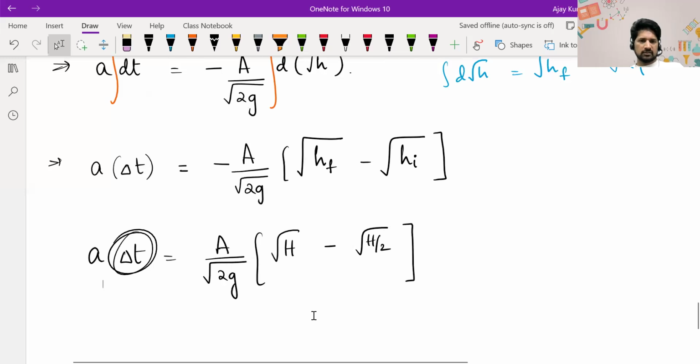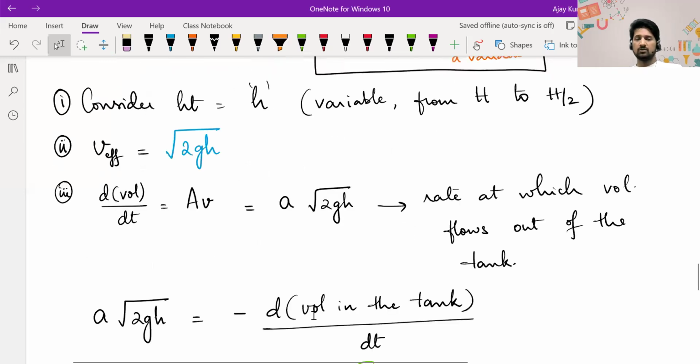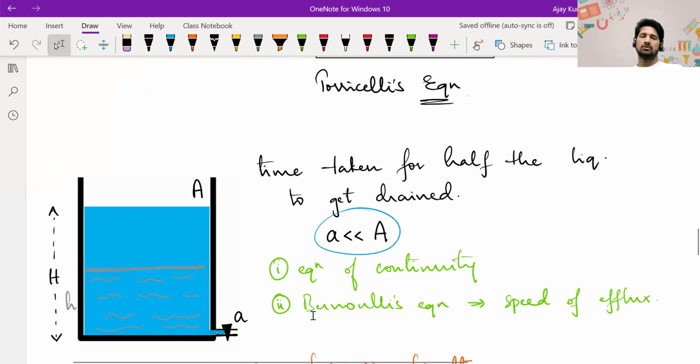Okay, let's go through this once again. You had to find out the time taken for half the liquid to get drained out of the tank. Means volume has to decrease by half. Why should the volume change? Because obviously it is leaking out of the tank. We only know the speed of efflux, that means the speed with which water flows out of the tank. Using that speed, we had to find out the time taken for a certain volume change to happen. So we link speed to rate of change of volume, and then we adjust the equation and integrate. That's the logic here.